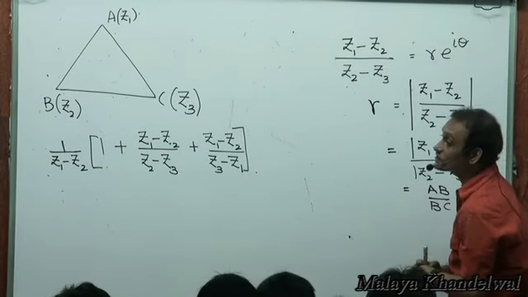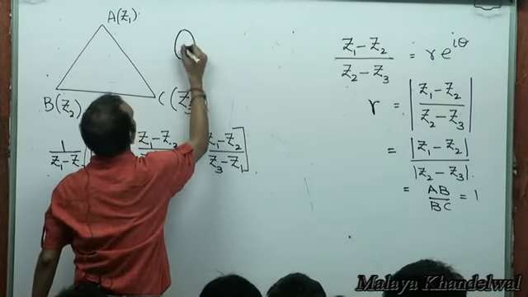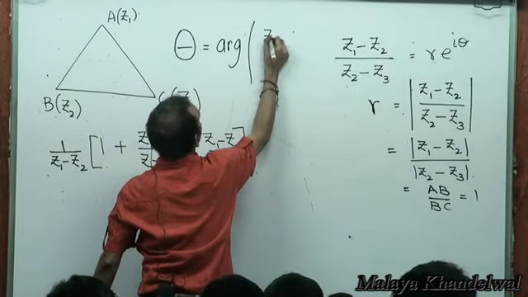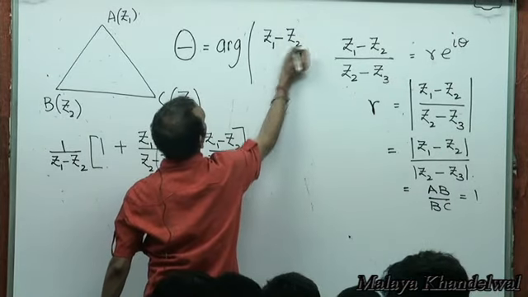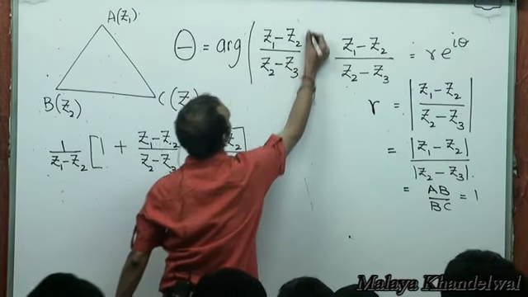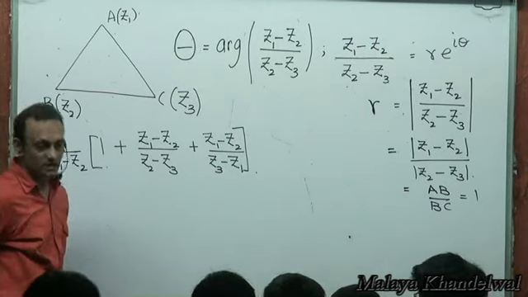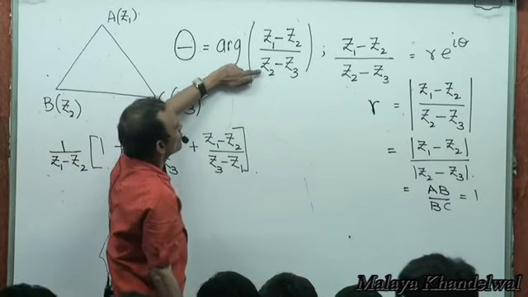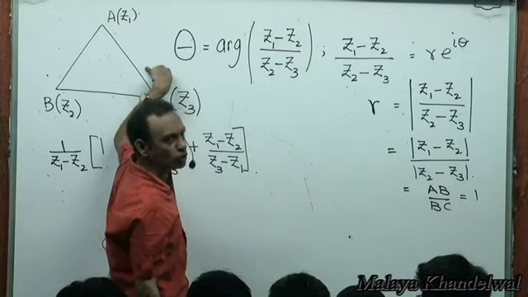Let me find the argument of this complex number, theta, right? Now, theta is the argument of z1 minus z2 divided by z2 minus z3. Now, what does this mean? It is the amount by which you must rotate the denominator vector so that it coincides with the numerator vector. That's going to be theta, right?